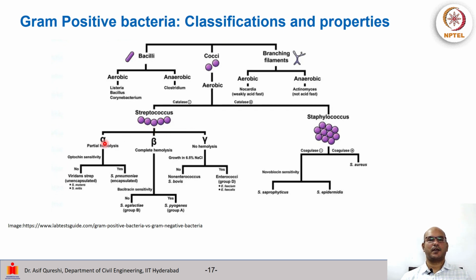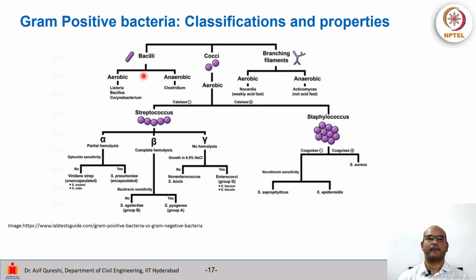This Streptococcus may have partial hemolysis or complete or no hemolysis, and accordingly they will be alpha, beta and gamma, and then they may have different growth in different media or different sensitivity to different agents. Same for Staphylococcus, whether they coagulate or do not, whether expressed by coagulase or not, and the sensitivity.